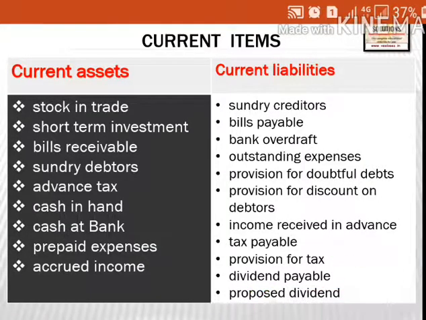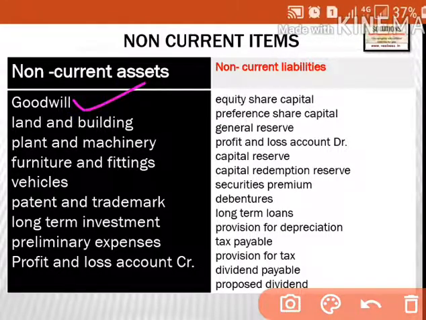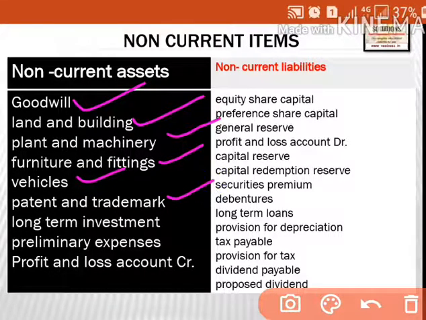Then next we are discussing non-current items. Non-current items means fixed items, fixed assets and fixed liabilities. We know goodwill is a fixed asset. It is an intangible asset. Land and building, plant and machinery, furniture and fittings, vehicles, patent and trademark. Patent and trademark is an intangible asset. Investment, long-term investment is a long-term asset. At the same time, if there is the word only investment, it is also taken as non-current item. Preliminary expenses are fictitious assets. It will be shown on the asset side of the balance sheet, so it should be taken as non-current item.